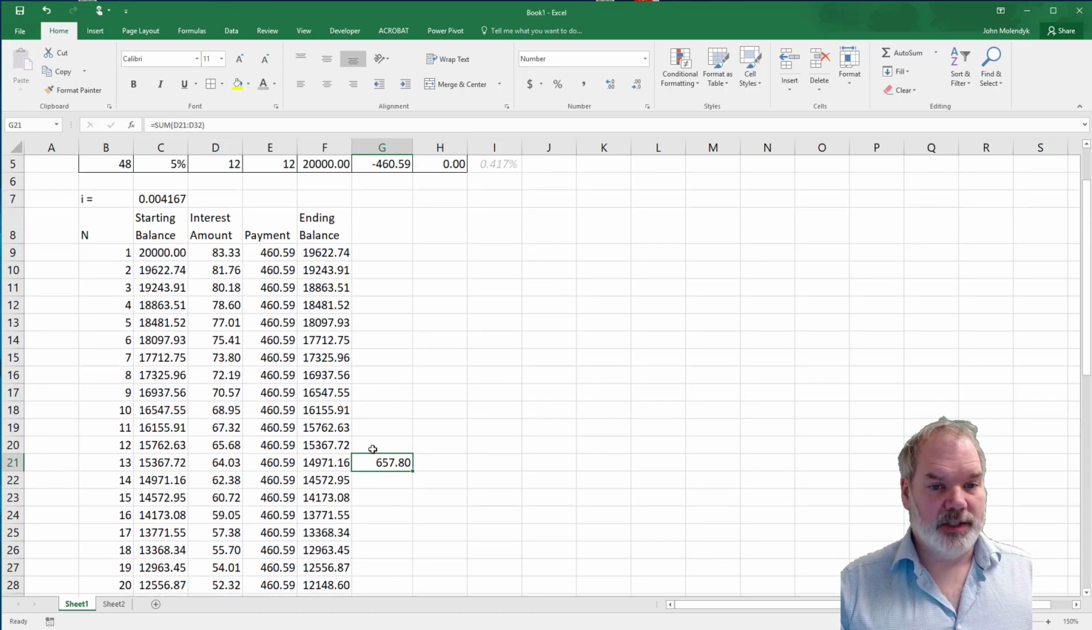$657.80 in interest. Comparing that to the first year, we're actually paying $894 in interest. And that's an amortization table.